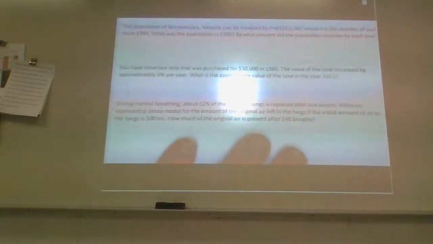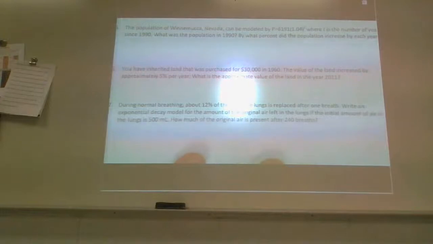Number 5. The population of Winnemucca, Nevada, can be modeled by that equation. They don't use x and y, they use P and T. T is the number of years since 1990. What was the population in 1990?